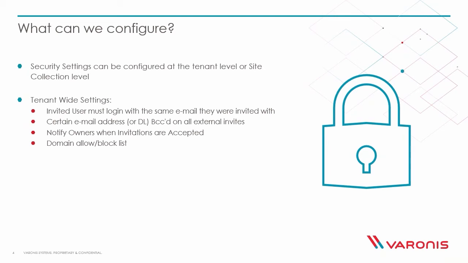So you can say, okay, we're going to start a new project with Varonis.com. So we're going to add Varonis to our allow list. And until that domain is on the allow list, nobody can invite users in that domain. So this way you're able to actually control what companies your external users can share content with.